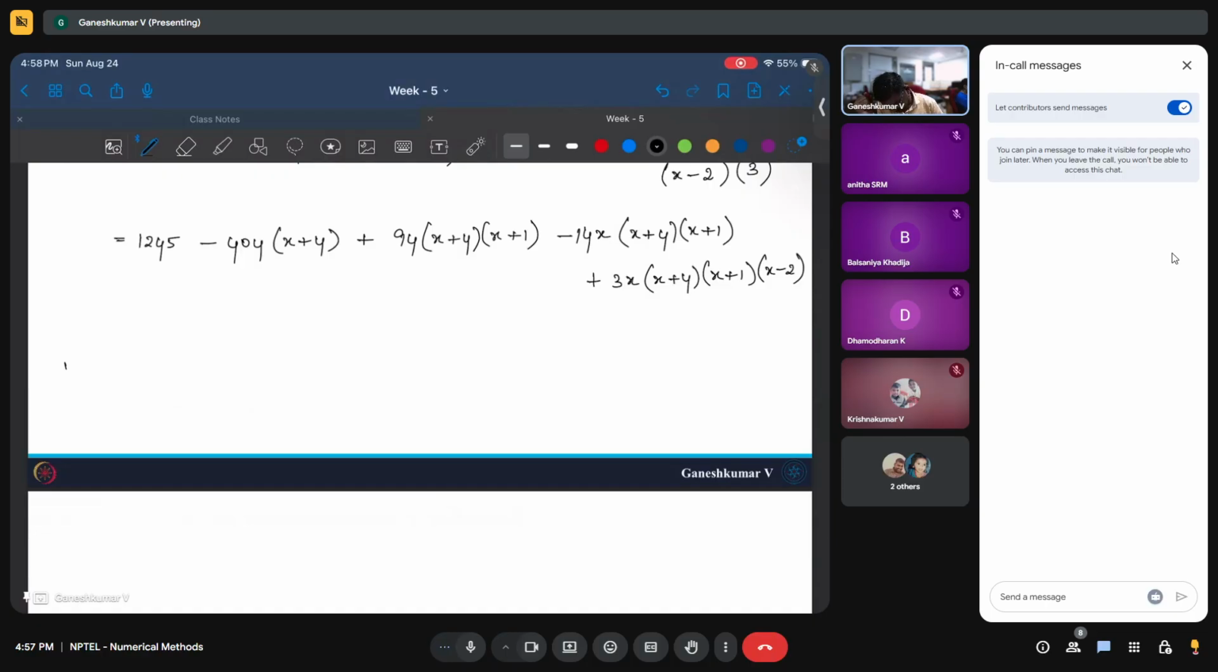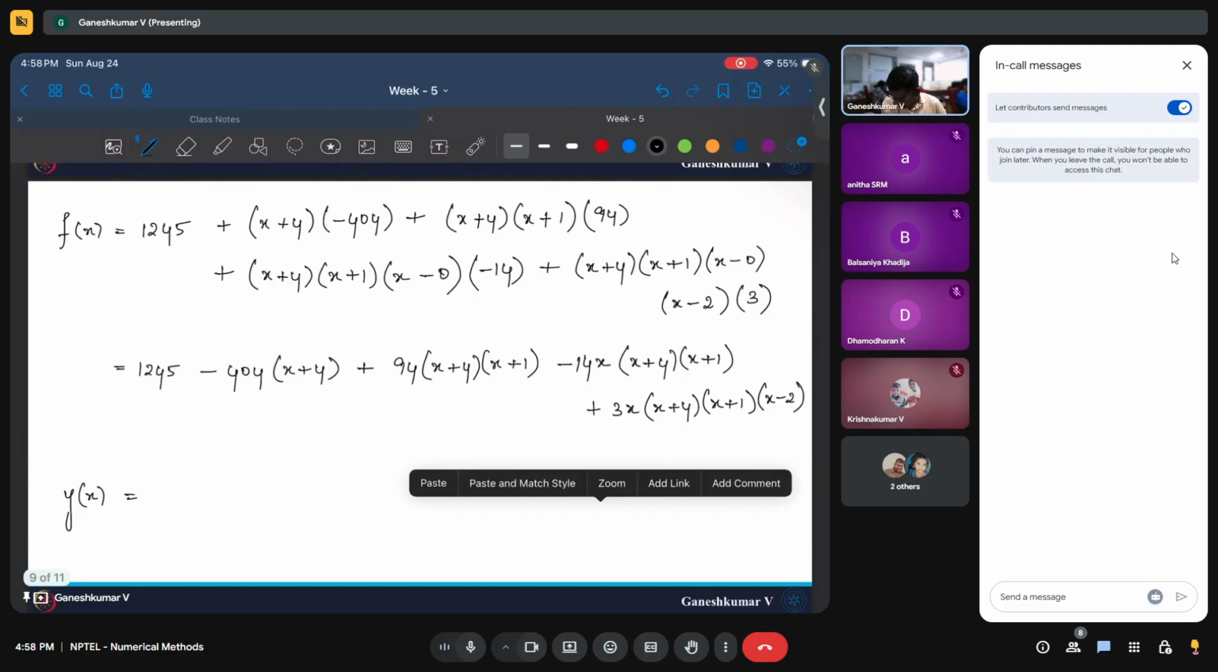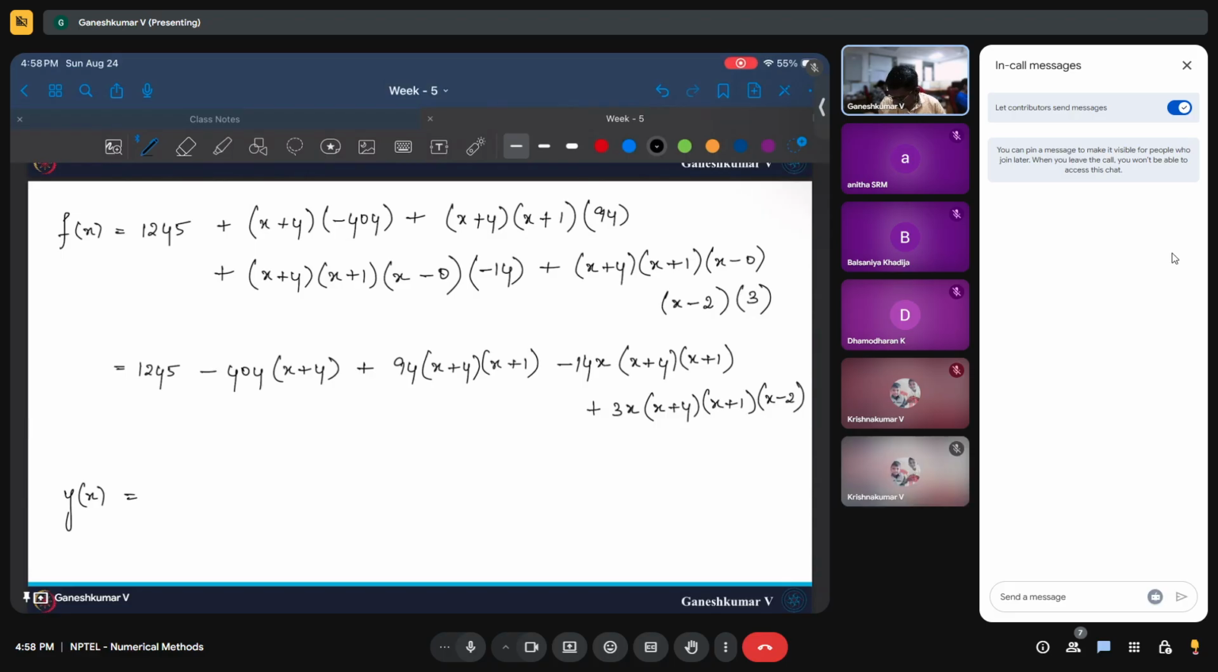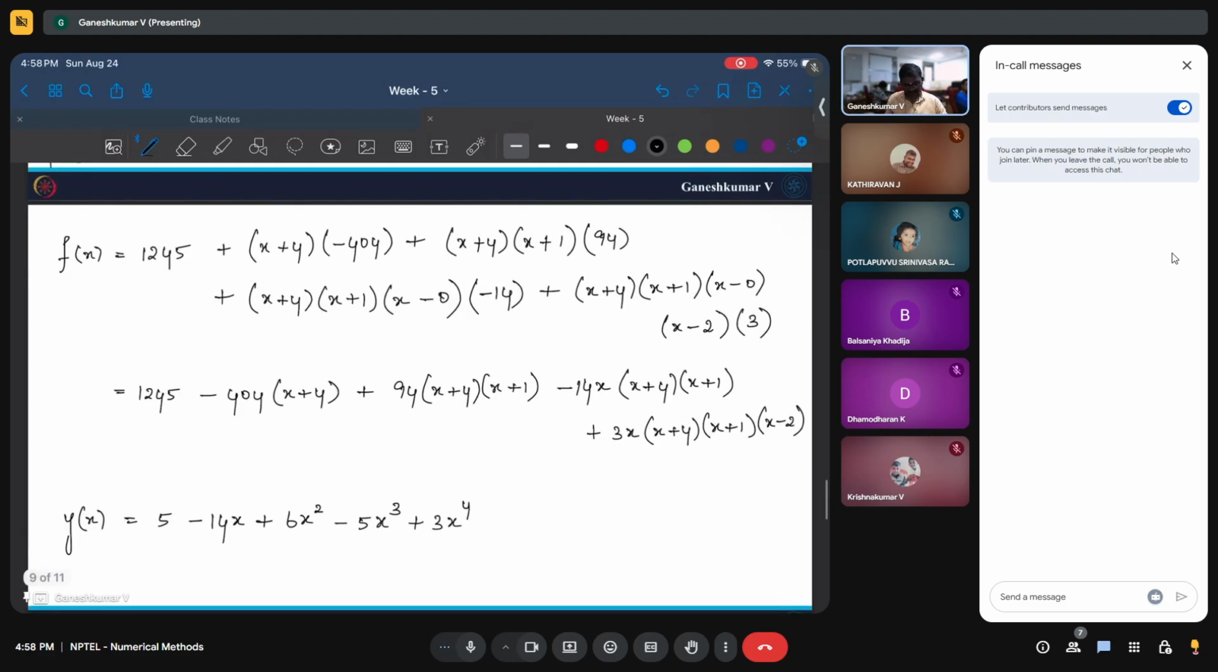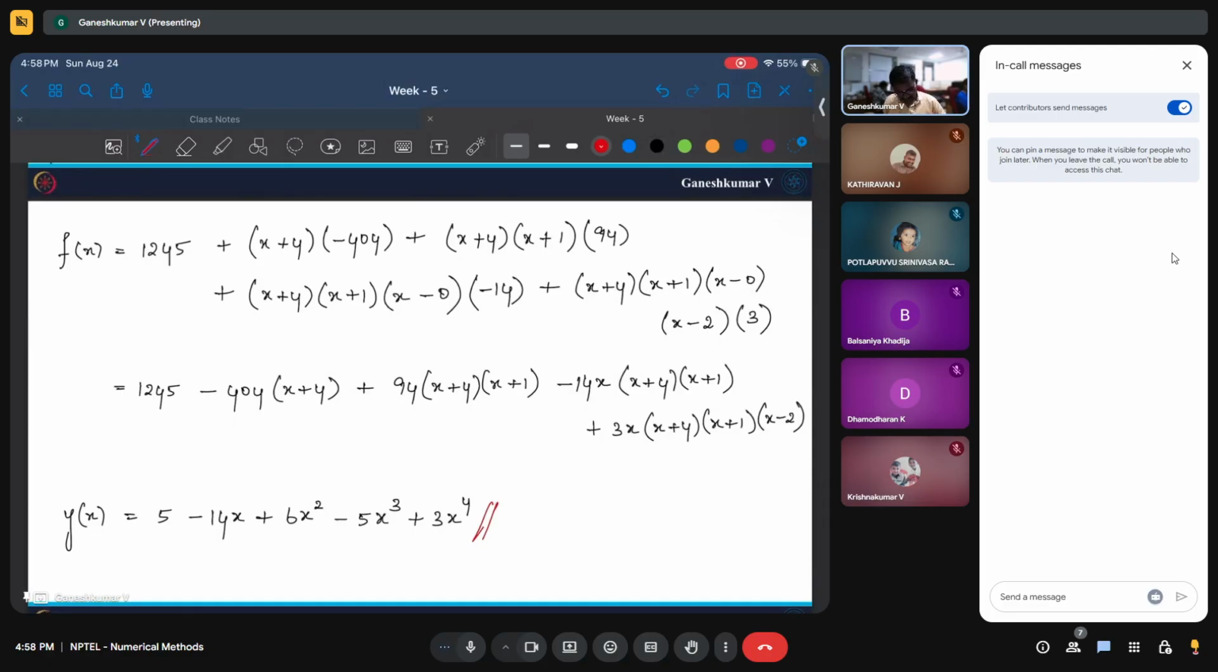So y of x is going to be, so I have the solution here. I will write it down for you guys. So it is something like 5 minus 14x. I will let you guys do the math. 6x square minus 5x cube plus 3x power 4. So when I did this, this is what I got, but please confirm.